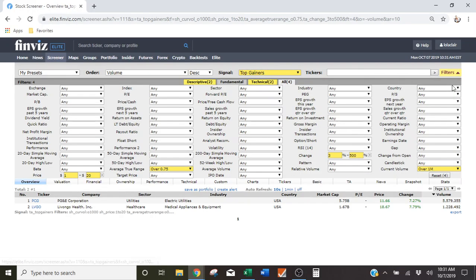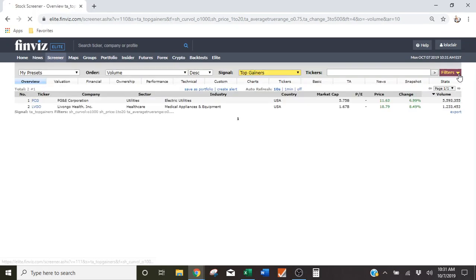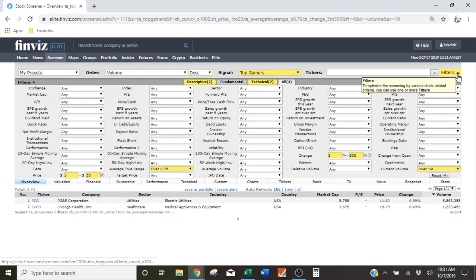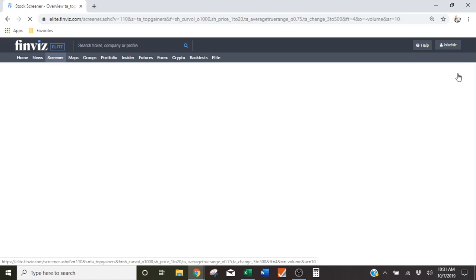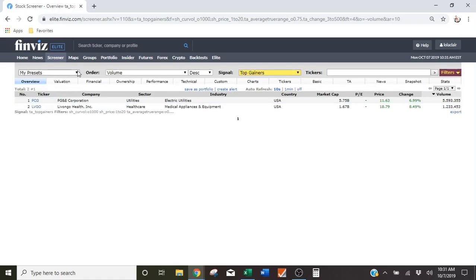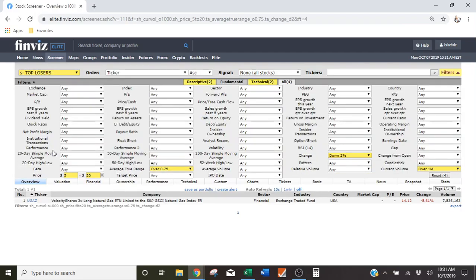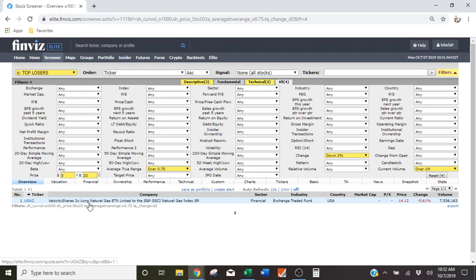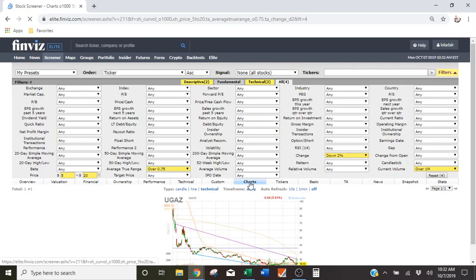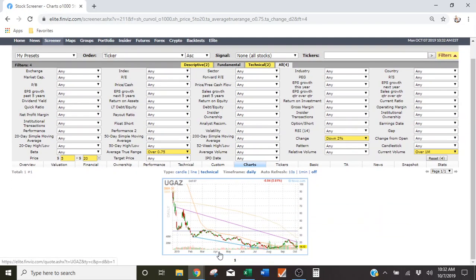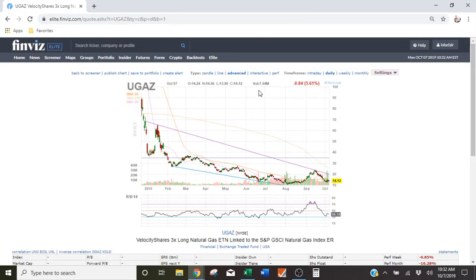So you can expand or retract this as you like. When I'm in it, I don't really need it because it's already set. I also like to go on and look at what the top losers are looking like. And there you have the top losers, you guys. And if you look at the chart, you can see what the chart looks like. You can also click on the chart and see even further.